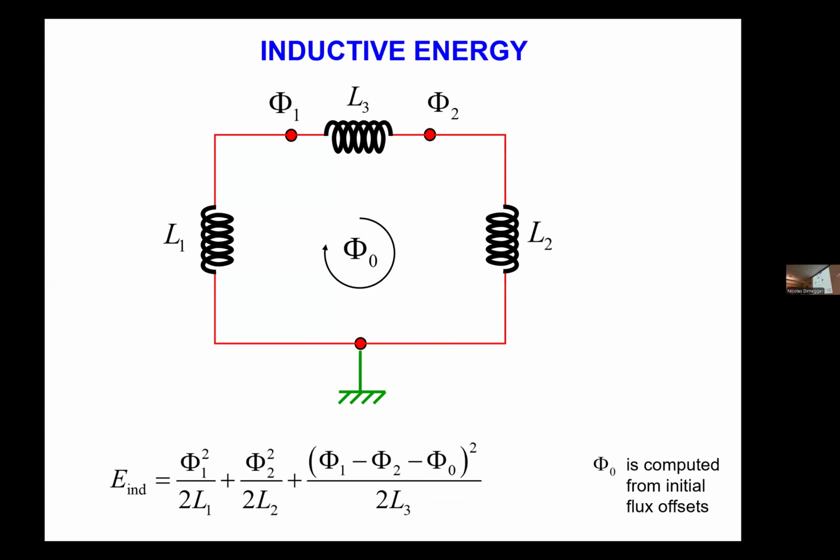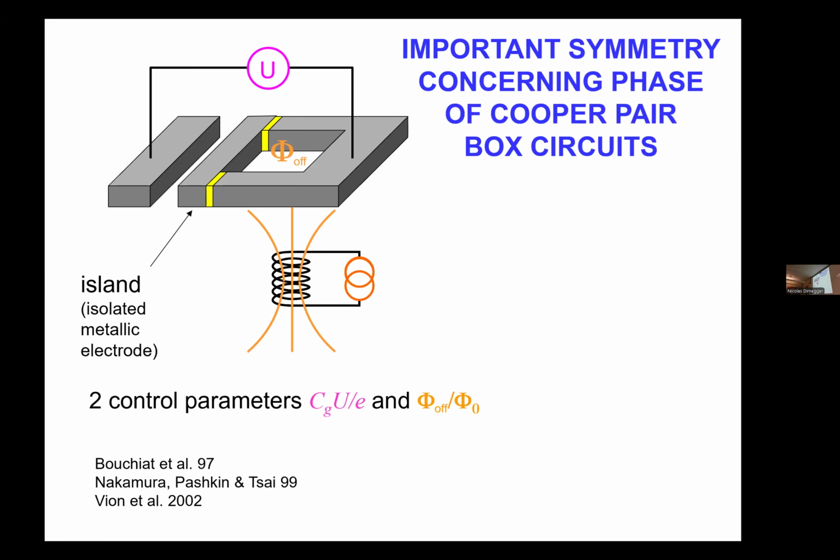And here, I just need to take the flux difference here. Of course, I should not forget this flux in the loop here. So there's an offset due to the fact that Kirchhoff's law around this loop involves the flux inside. So you can see that by applying these methods, I can arrive at the Hamiltonian of essentially any circuit.